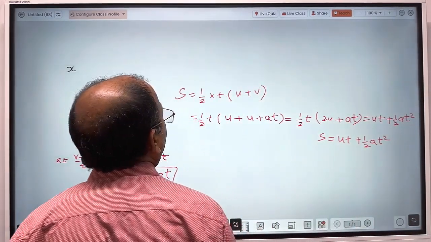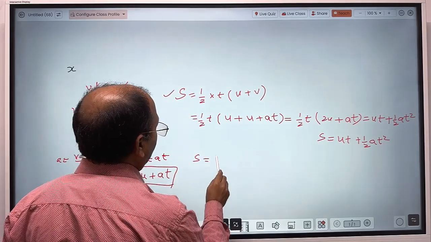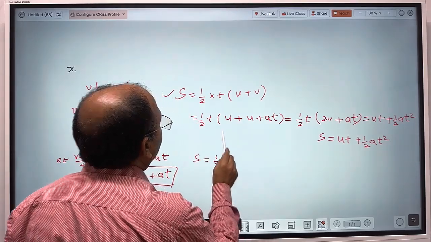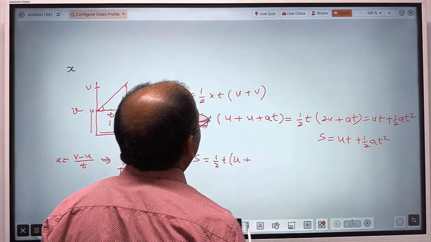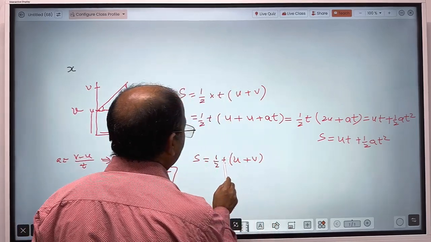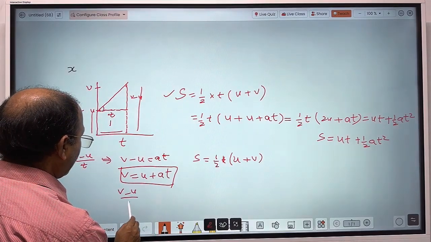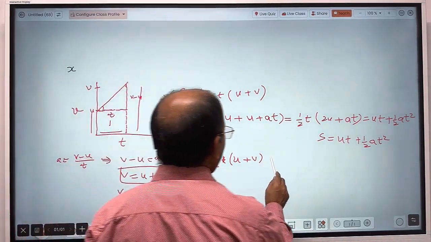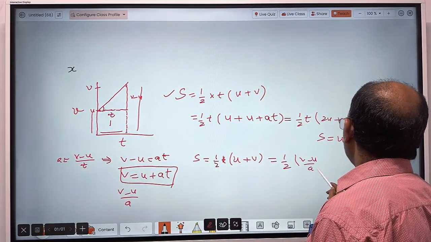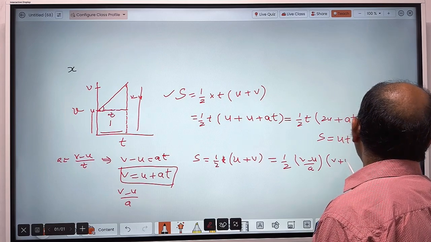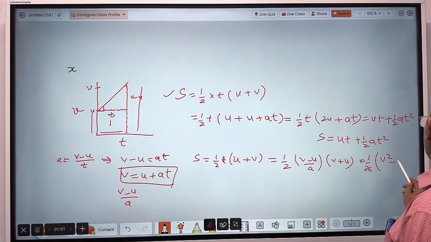Now let's try to get third equation of motion. So for this we write s equal to the same equation, we can take 1 by 2 t times u plus v. Value of v will remain same, but what do we do? We put the value of t in terms of u and v. So t will be v minus u divided by a. This value we can put here. So this will become 1 by 2. In place of t, we write v minus u divided by a times v plus u. So this will become 1 by 2a times v square minus u square.